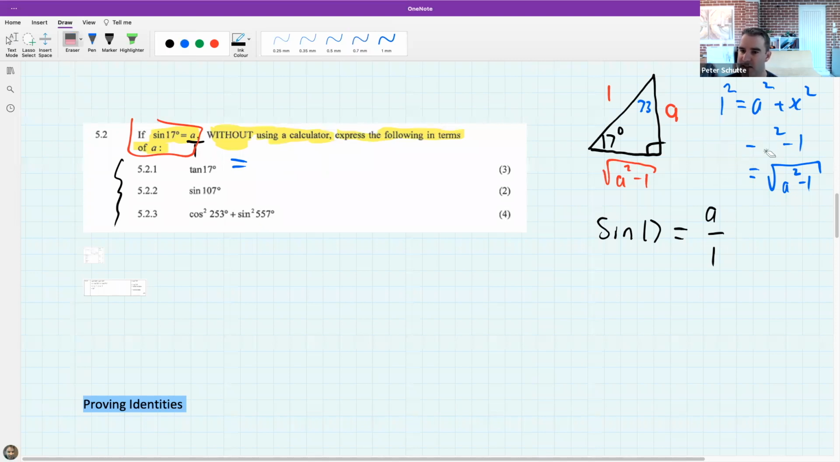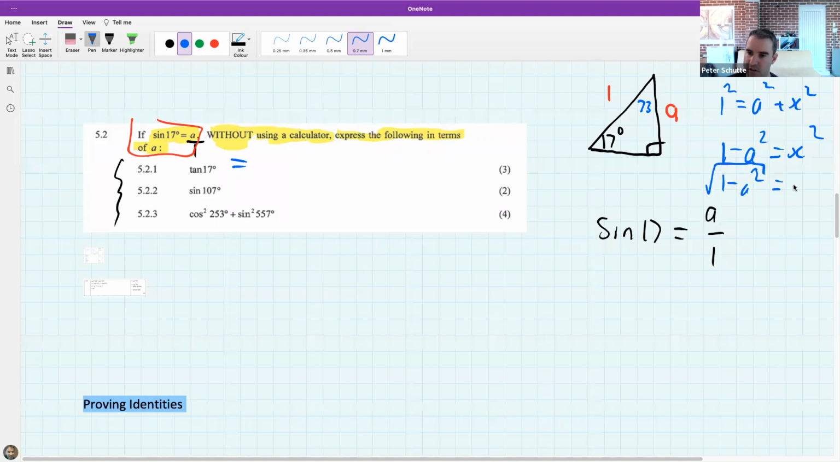Have I made a mistake here? Sorry, guys, let me have a quick look. So this would be 1 minus A squared is X squared. Well spotted. Thank you, guys. This should be 1 minus A squared. Love it.